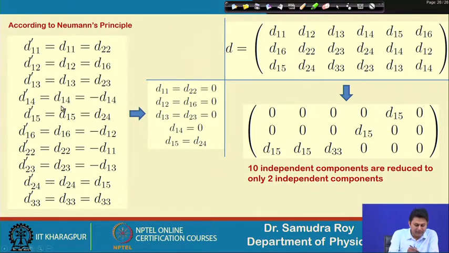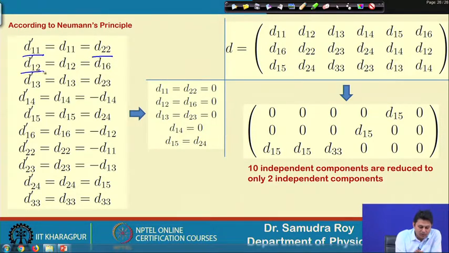So, this is the entire list of the values we figured out, and that is important. After figuring out all the components, D11 is related to D11 prime, D12 is related to D12 prime, and so on. But here one thing you should note is that D11 prime and D11 have to be the same value, because I am applying the symmetry operation.